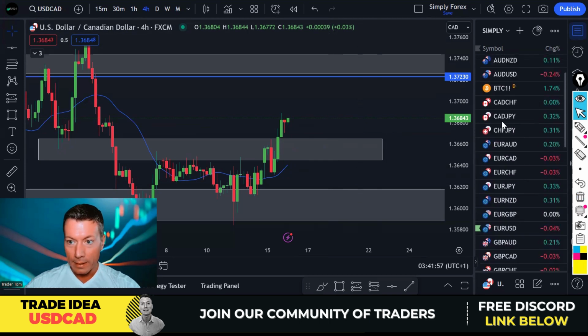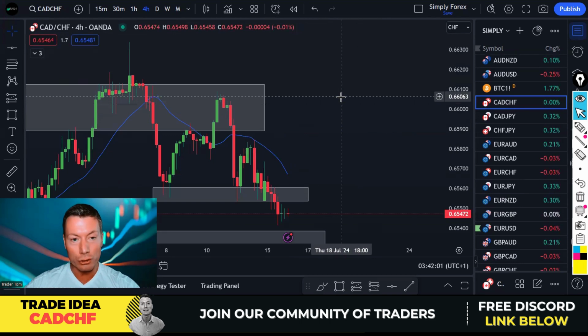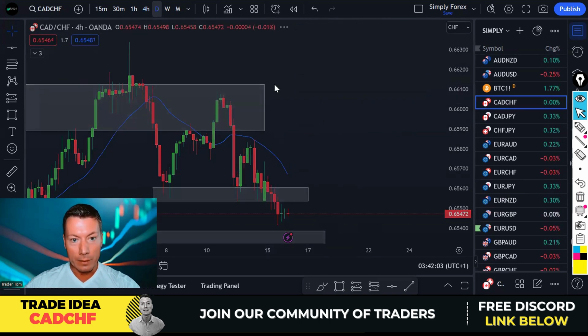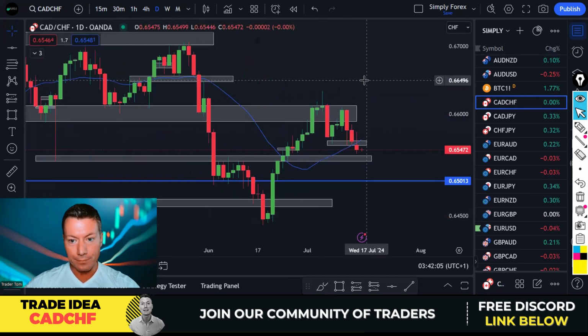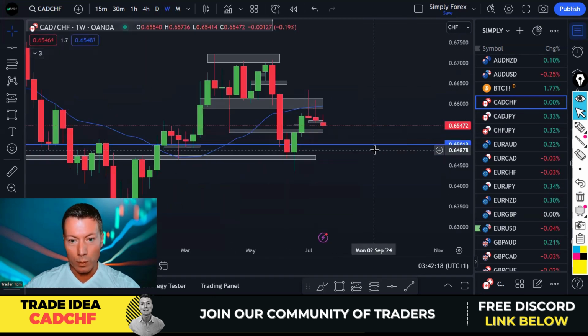The second one is Canadian dollar Swiss franc, and I'm actually in this trade. If we start with the day chart, as we always do, get your direction. Yesterday we wanted a break of this level here, and we got a break of this level. Let me show you the weekly chart as well, because this is a thing of beauty.